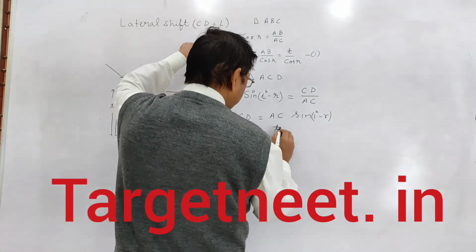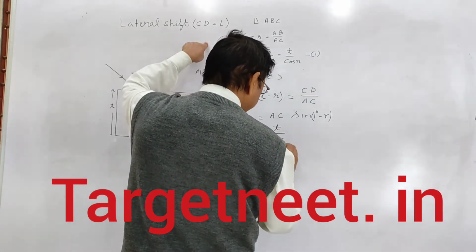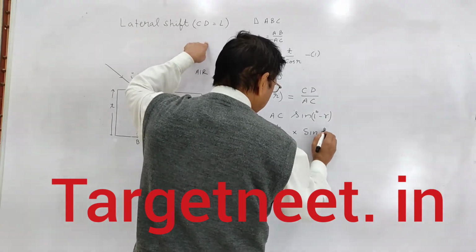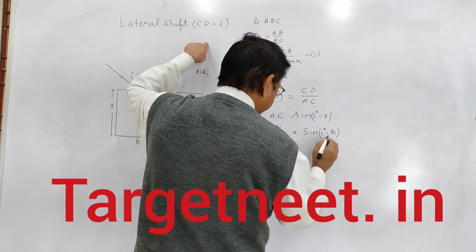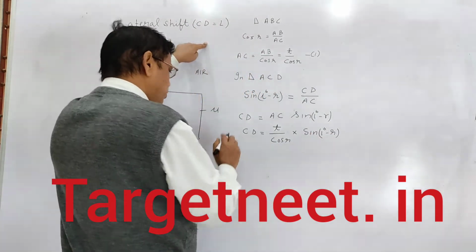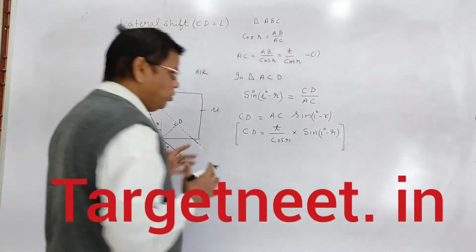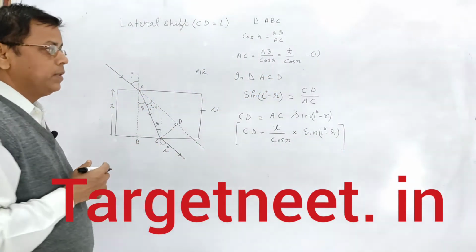So it is T upon cos R into sine I minus R. So this is the formula for lateral shift. CD is called lateral shift.